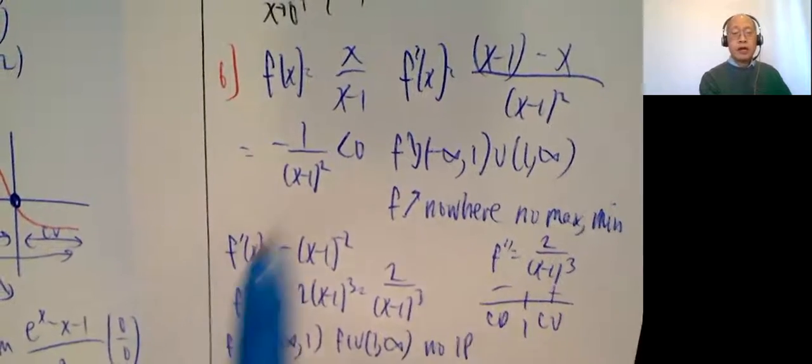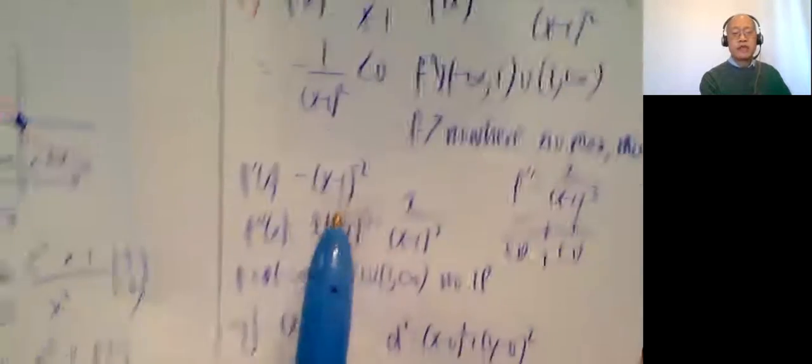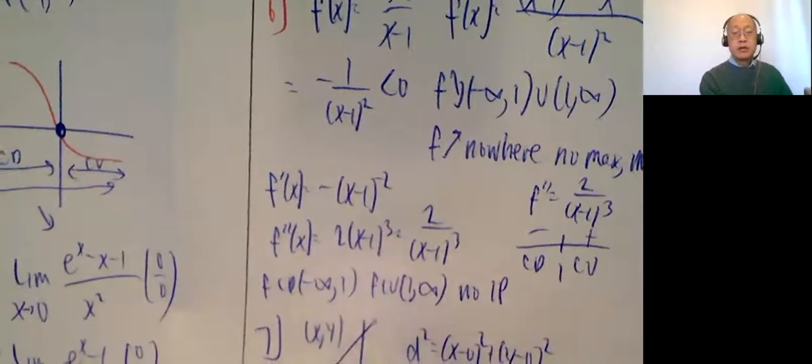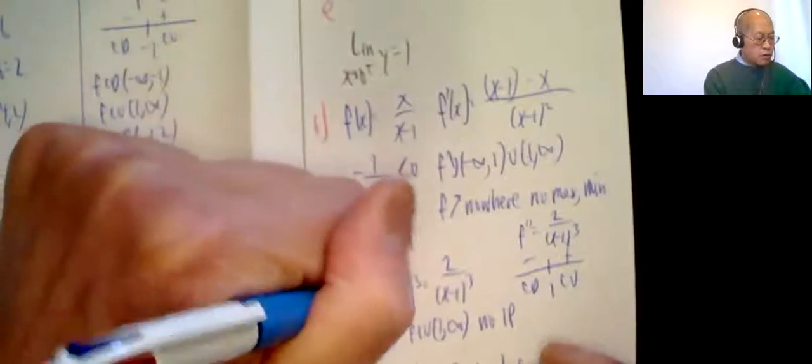Okay, rewrite f prime as negative x minus 1 to the negative 2. Second derivative is 2 times x minus 1 to the negative third power. There should be a negative here, which comes out to be 2 over x minus 1 cubed.